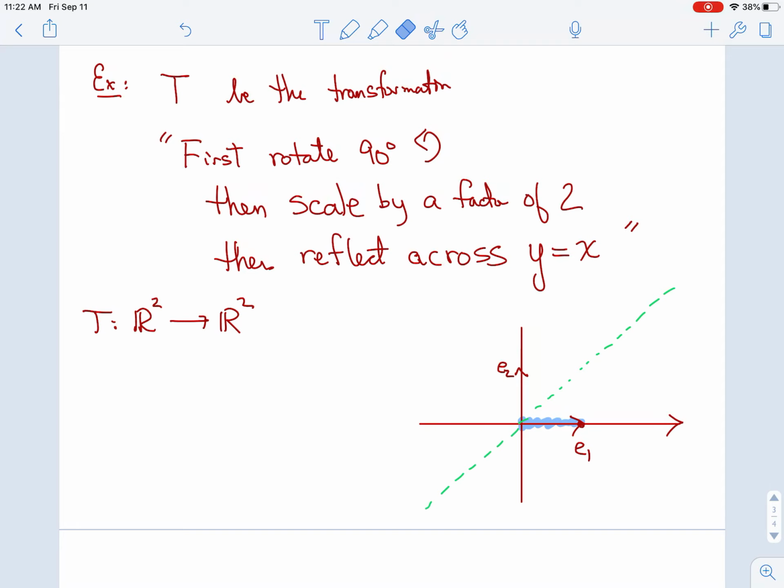Okay, let's do it. So I'm starting with my vector, and I'm going to first rotate 90 degrees. So now I'm up here. Got a layover, and now I'm going to scale by a factor of 2. So go up here. And now I'm going to reflect it across the line y equals x.